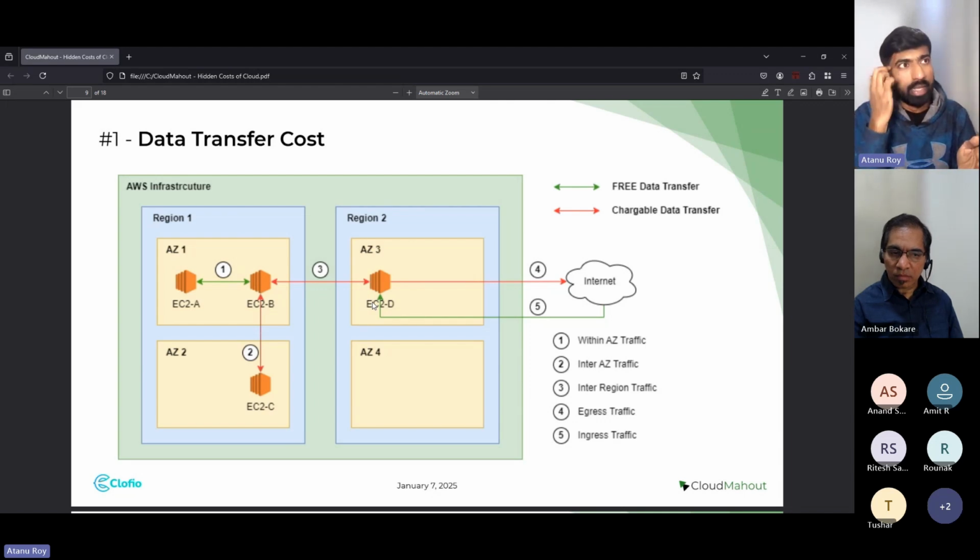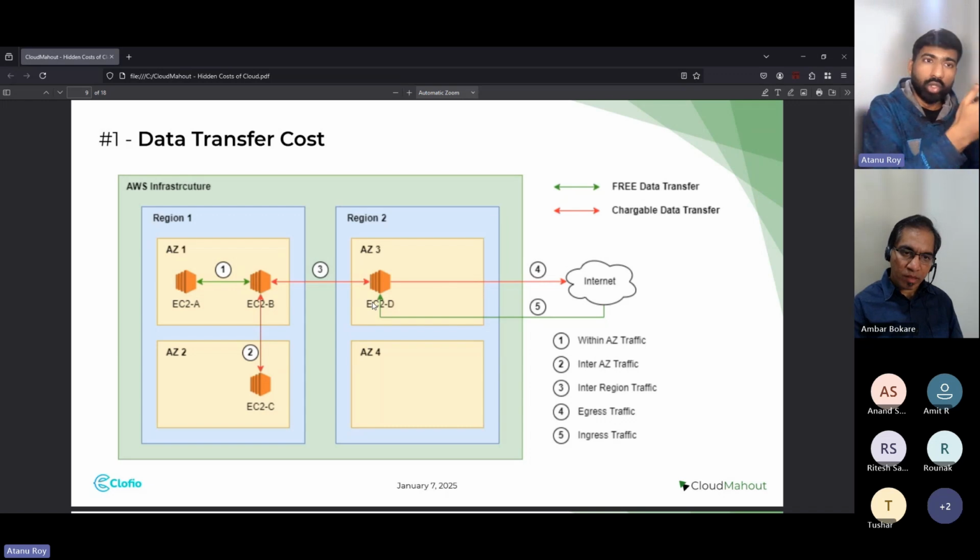So for example, let's say you have deployed a data analytics platform, and your customer is opening their browser and downloading some data from your platform. So basically, this is going from within your AWS infrastructure to an outside network. This is called egress traffic, and you are going to pay for your egress traffic, right? So I am going to summarize the entire thing.